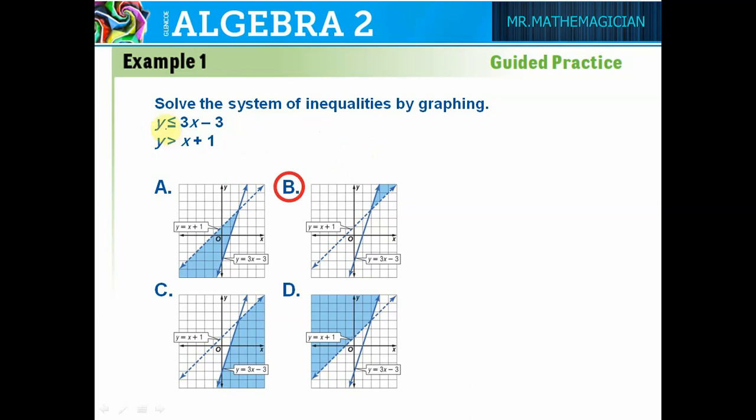Why? We know that this line is a solid line and this one is a dashed line, and the shading here will be below the solid, and this one will be above the dashed. So below the solid, above the dashed, it will be this one. This is below the solid and above the dashed line. Also, to be more sure, you know that this line will cut at negative 3 with slope 3, which is this one, and this one will cut at positive 1 with slope 1, which is this dashed line.